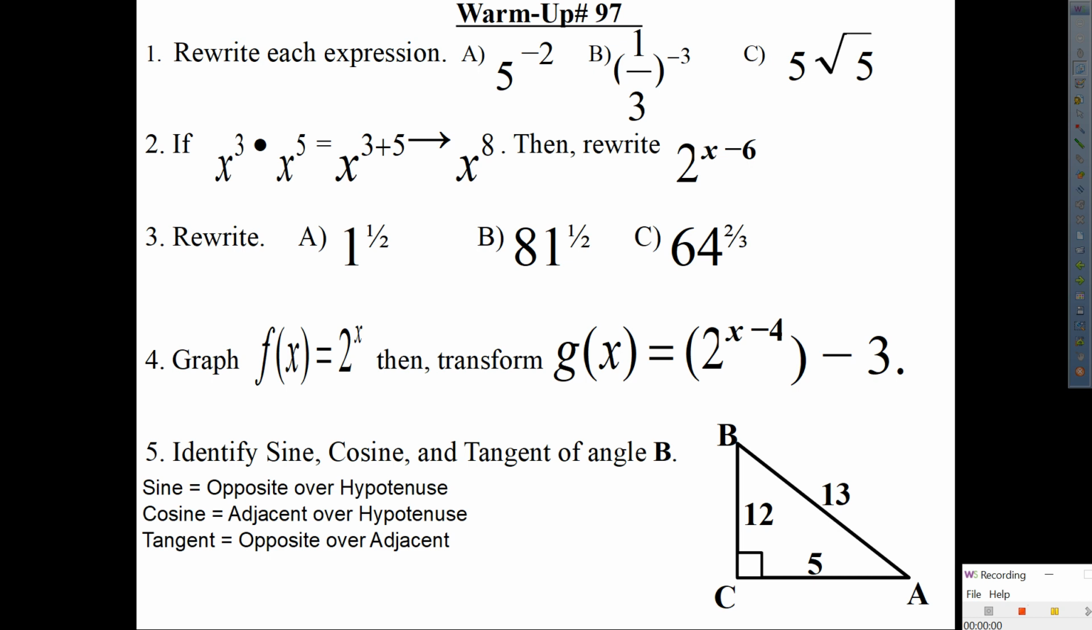Number 3, rewrite part A is 1 to the 1/2 power, B is 81 to the 1/2 power, and C is 64 to the 2/3 power. Number 4, graph f of x equals 2 to the x, then transform with g of x equals 2 to the x minus 4 minus 3, bless you. And number 5, get all the trig functions, sine, cosine, and tangent of that right angle. The hypotenuse is 13, and the two legs are 12 and 5. So, looking at it through the reference angle B. Let's see how you do with that.